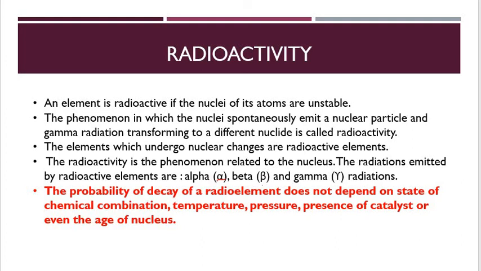The elements which undergo nuclear changes are radioactive elements, and the radioactive phenomenon is totally related to the nucleus only. The radiations which used to be emitted by radioactive elements are alpha, beta and gamma radiations.